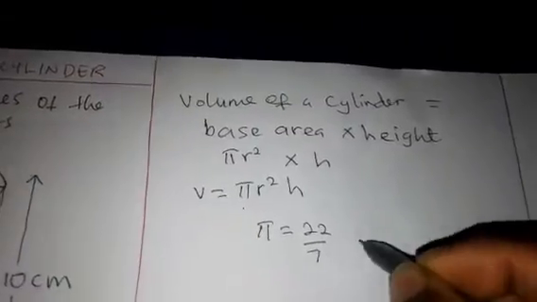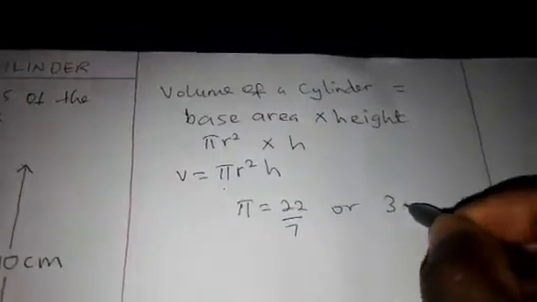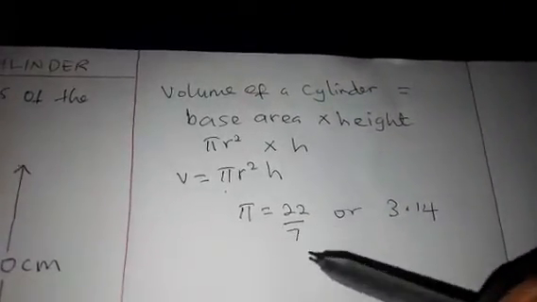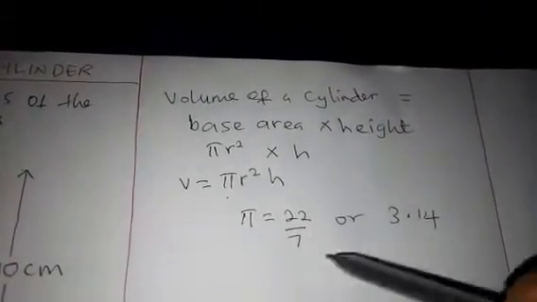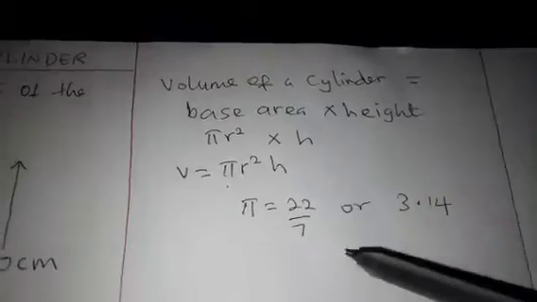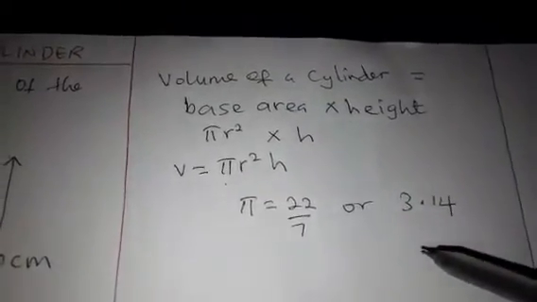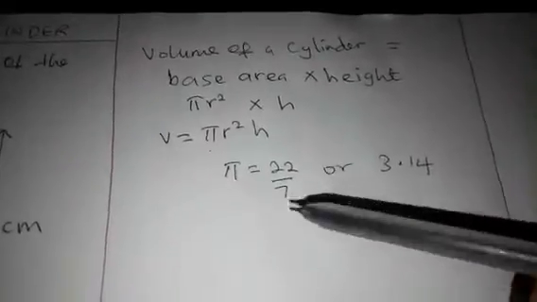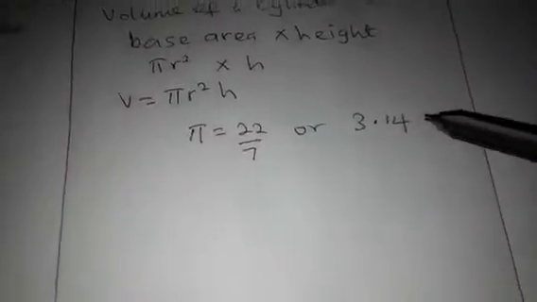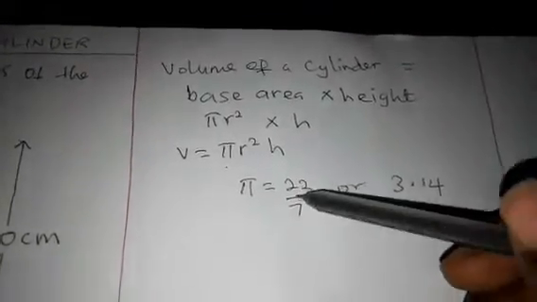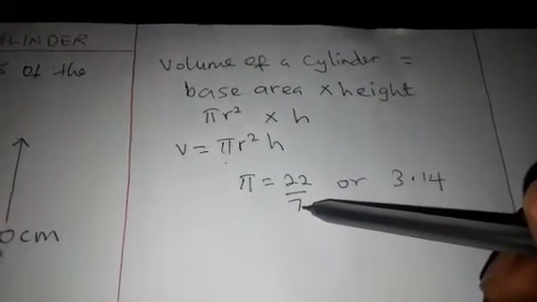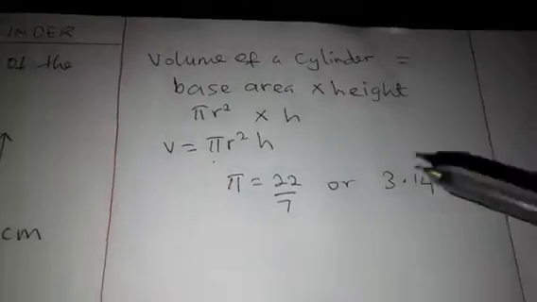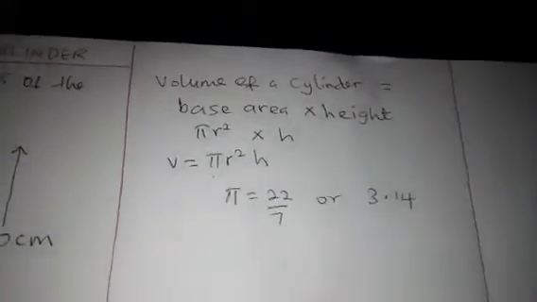Now the value of pi in maths is equal to 22 over 7, or 3.14. When the question asks you to take any of these as your pi, you have to stick by that instruction. But when it doesn't specify, it is up to you to use either 22 over 7 or 3.14. So we are going to use 22 over 7 for the first example, then we use 3.14 for the second example to see how it works.